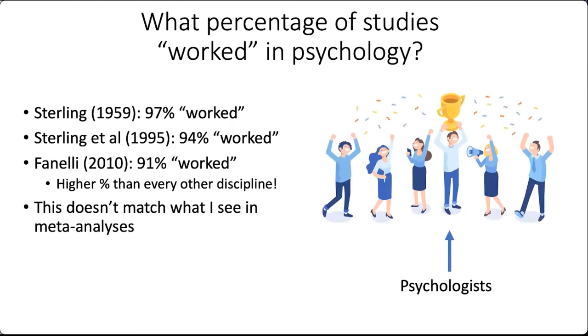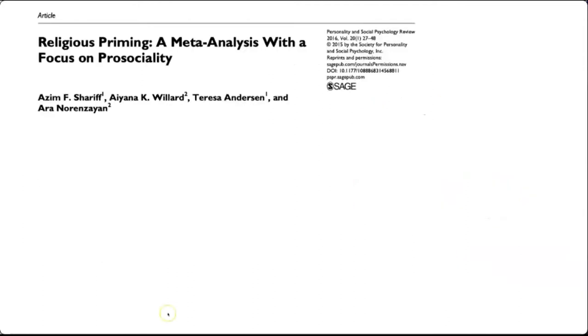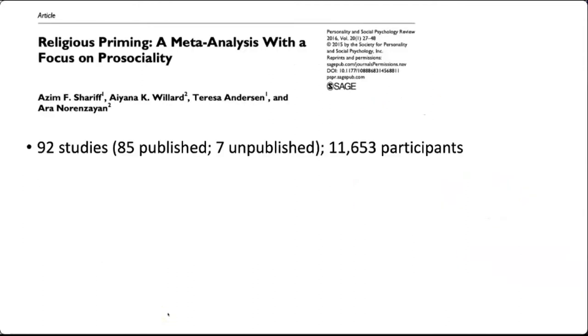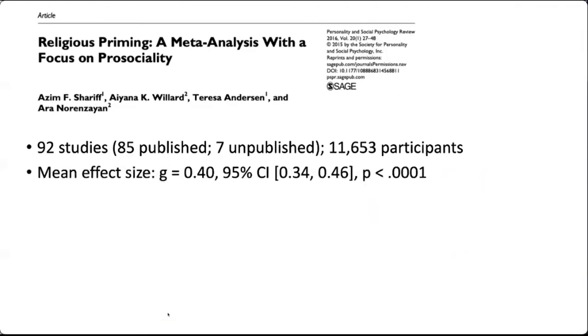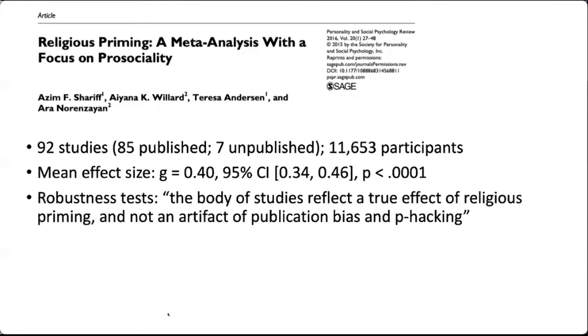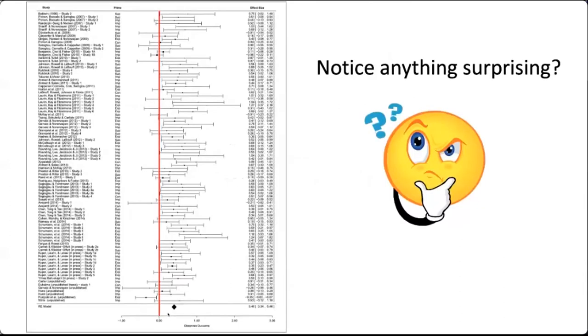However, when I see these estimates, I can't help but think about the many psychology meta-analyses that I've read over the years that seem to suggest that success rates aren't always so high. For example, this is a religious priming meta-analysis by Sharif and colleagues. Many studies were included in this meta-analysis, and a highly significant overall effect of religious priming was found. Moreover, the authors used robustness tests to come to the conclusion that results are not an artifact of publication bias or p-hacking. Take a look at the forest plot from the religious priming meta-analysis.